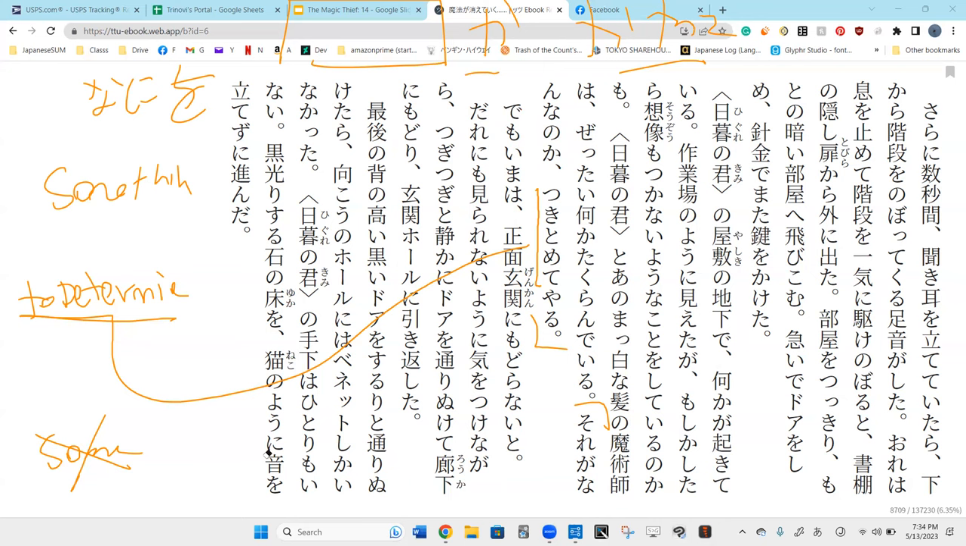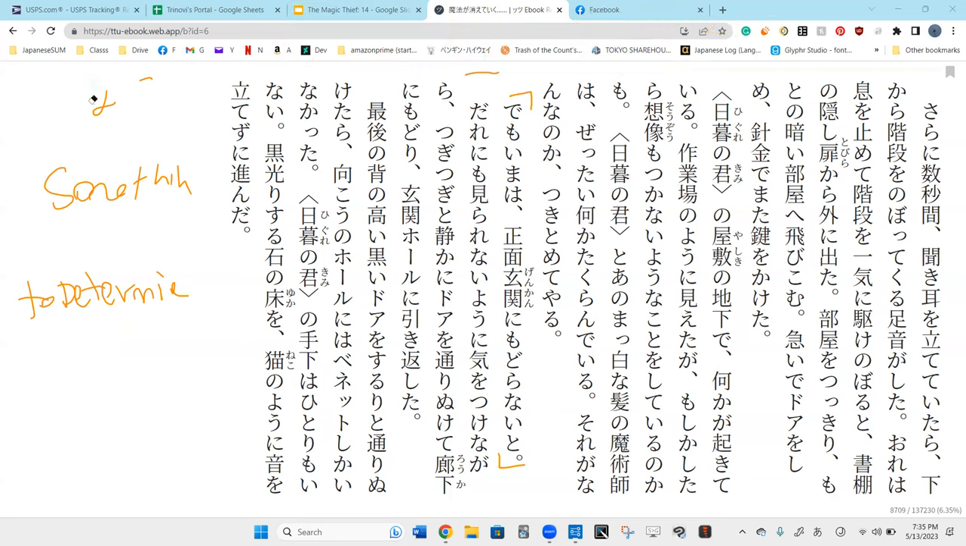Right, so he's asking himself what is going on? What are they doing? Sore ga, right? Sorega nani? What is that exactly? He's asking himself what it is that they're doing. And then he said, tsukitometa yaru, that I will determine what they have planned and decided to do. Before, he was talking about what they are exactly doing. I want to determine, tsukitomete yaru. I wanted to know what they're doing.